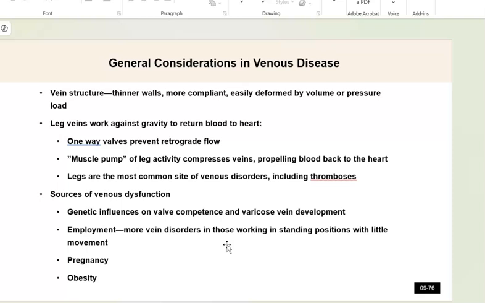We have to have adequate muscles to be the muscle pump of the leg, which helps compress the vein, propelling the blood back up to the heart. So the legs are the most common site of venous disorders. Okay. You can have venous dysfunction from genetic influences. People can have varicose veins that run in the family. You can have venous dysfunction based on your employment, whether you sit or stand, etc. And then things like pregnancy and obesity can affect the venous dysfunction as well.